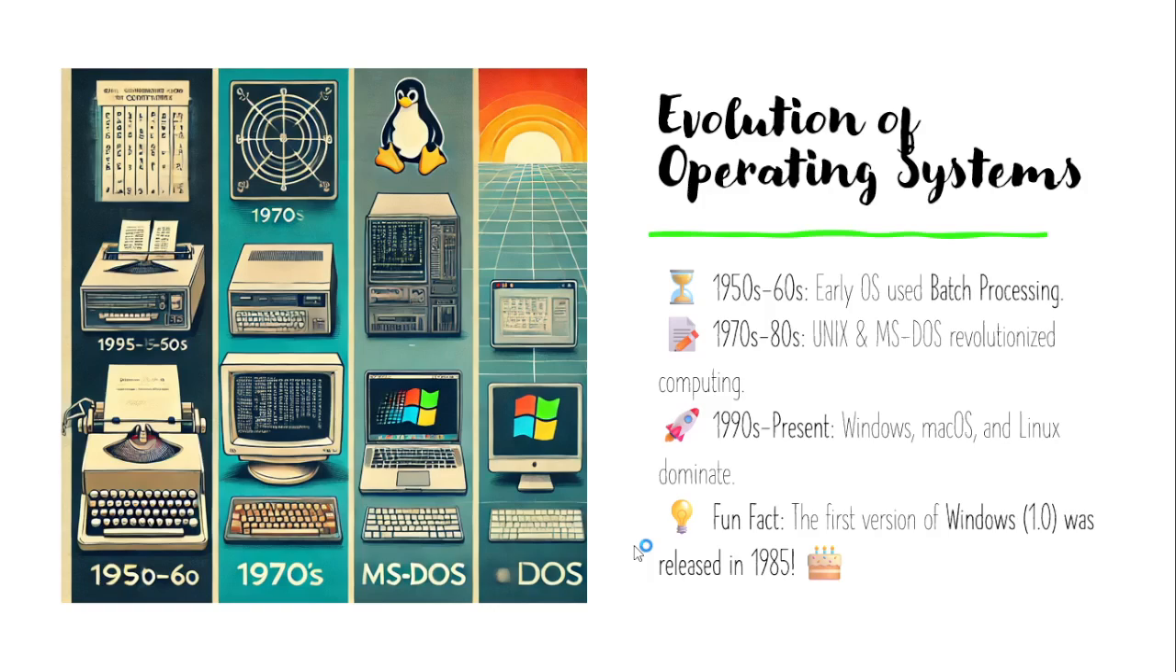From the 1990s and beyond, we see the rise of giants like Windows, macOS, and Linux. These systems brought graphical interfaces, multitasking, and global connectivity, shaping the digital world we know today. Did you know that the first version of Windows, Windows 1.0, was released in 1985? It introduced a graphical interface with overlapping windows, a significant leap forward for usability.